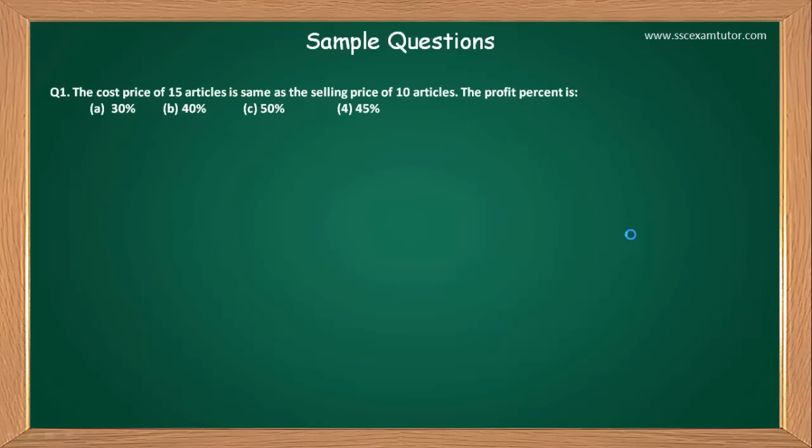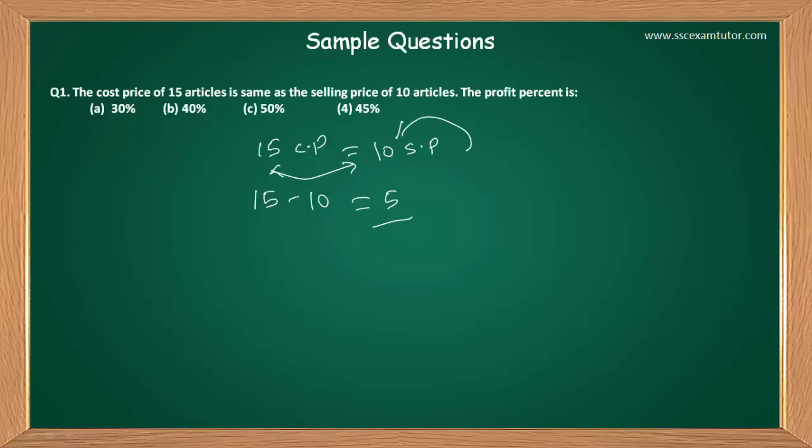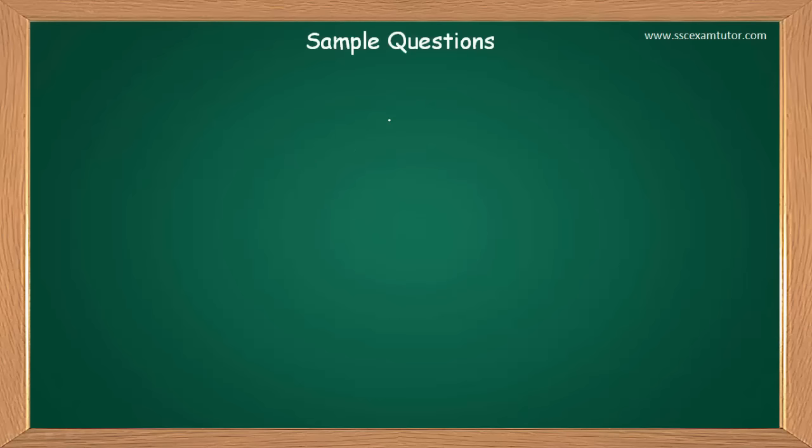So here is our first question, and it says 15 CP is equal to 10 SP. The shortcut to solve this kind of question is, first of all, subtract these two, so you will get 5, and always use this SP part as your base. So on solving you will get 50%, that is your answer. See another question.